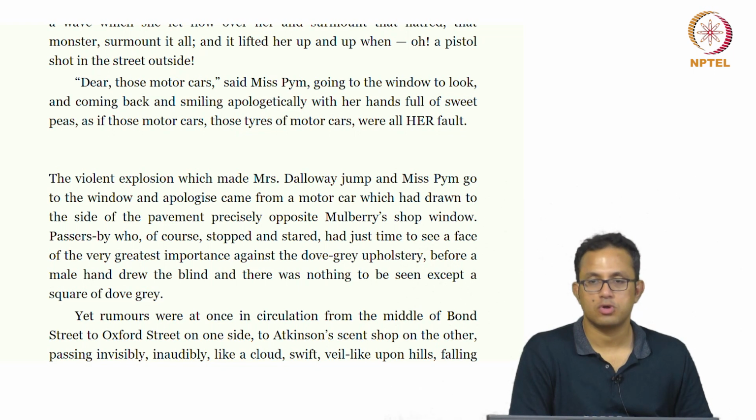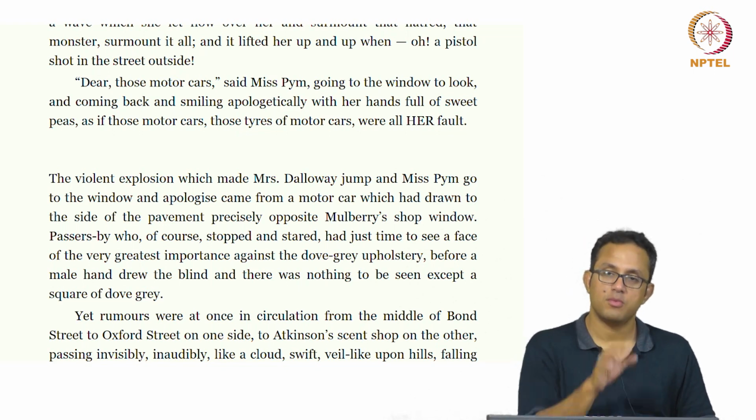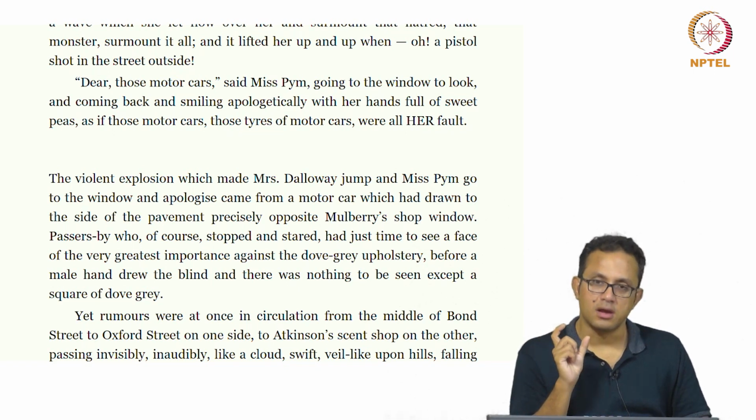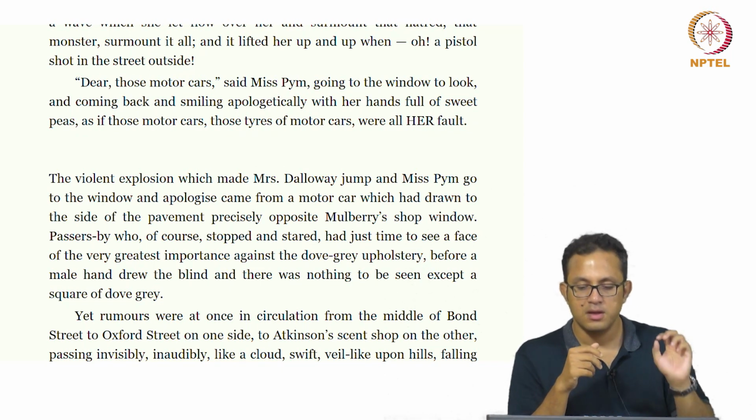So someone of some eminence was passing by. It could be a minister, it could be a person from the royalty, but someone was in the car, and passers-by could just see a glimpse of the person from inside the window. And there was just one little moment where a male hand drew the blind, and there was nothing to be seen except a square of dove grey.